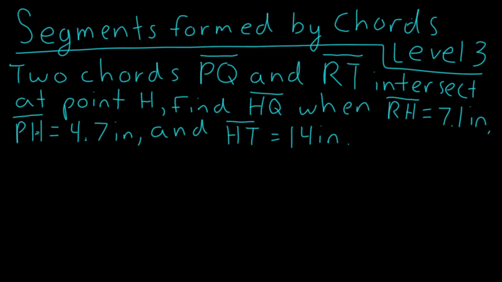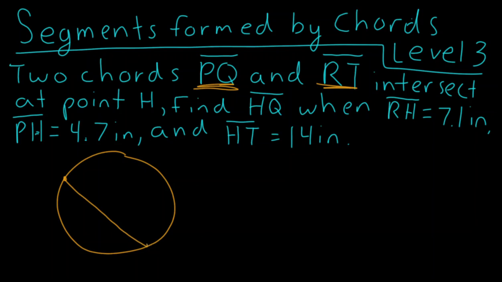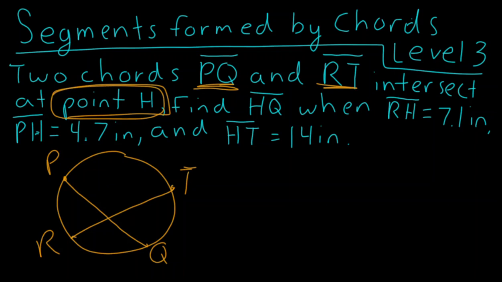We see first we have two chords, which would be PQ and RT. We want to start by drawing our circle. And let's draw this chord right here. And since it goes from P all the way to Q, we'll label it as such. And then this one right here will go all the way from R to our point T. Now, we know that they intersect at point H, super important. That's going to form that point right there at the vertex.